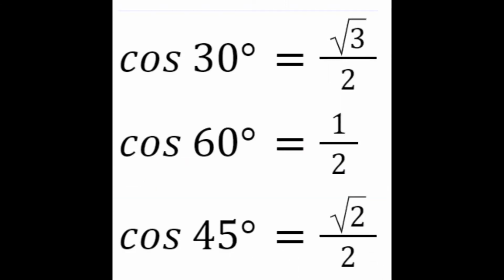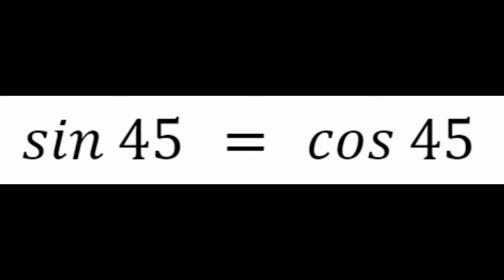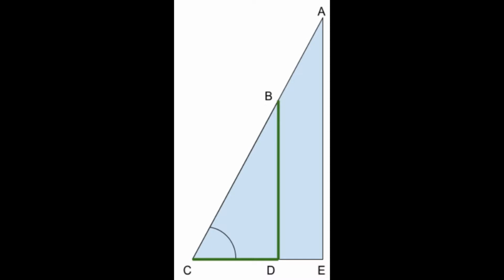From a 30, 60, 90 triangle, we can find that the cosine of 30 is equal to half the square root of 3, and the cosine of 60 is 1/2. From a 45, 45, 90 triangle, we find that the cosine of 45 is equal to half the square root of 2. 45 degrees is the only acute angle measure for which sine and cosine are the same.